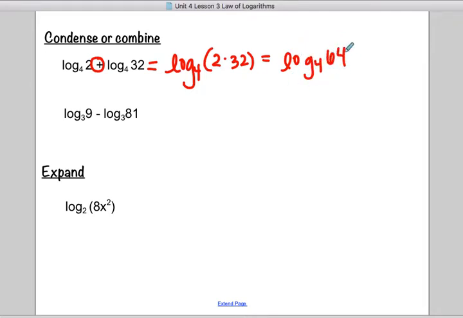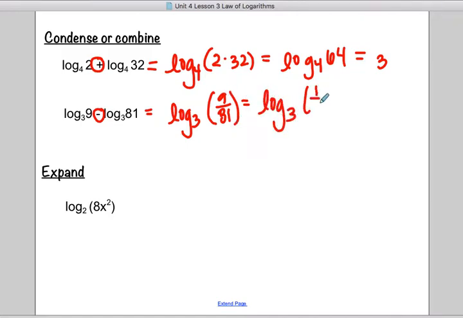And since this is all one number, I would check to see if it is possible to type into your calculator. If you type it into your calculator, you'll actually see that it is an answer. It is 3. The next one, log base 3 of 9 minus log base 3 of 81. This is subtraction, so we are going to put it back together with division. So I'll have log base 3 of 9 divided by 81. If I reduce this, 9 over 81, it would be 1 over 9.